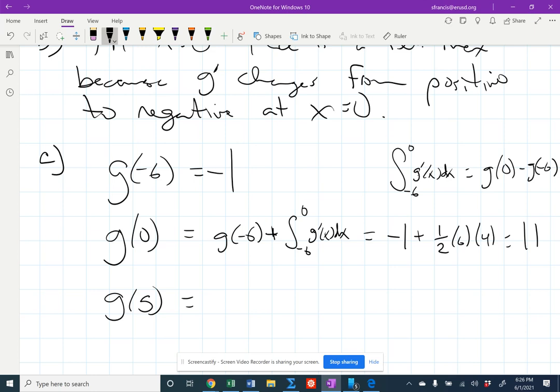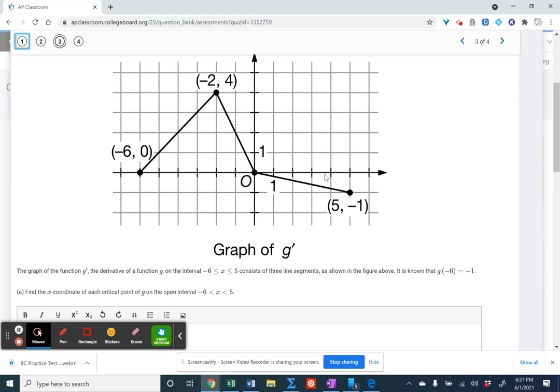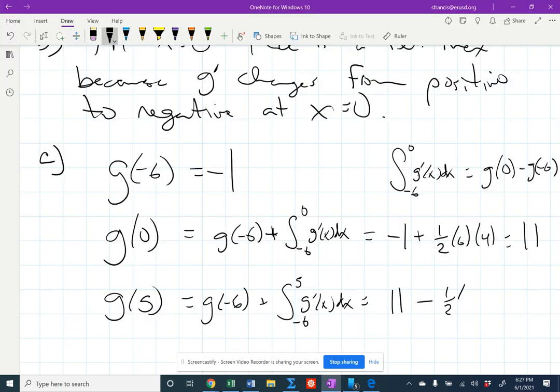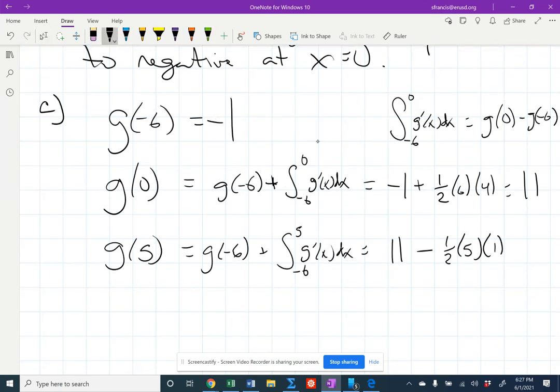And for g of 5, this is going to be very similar. This will be g of negative 6 plus the integral from negative 6 to 5 of g prime. Now from negative 6 to 0, that's going to be that 11, minus the area that's below from 0 to 5, which is half of 5 times 1, which if you work that out is 8.5, and so the minimum is g of negative 6 equals negative 1.